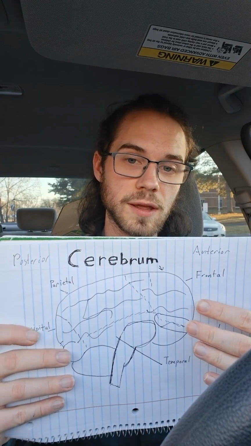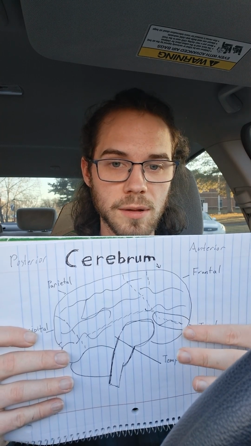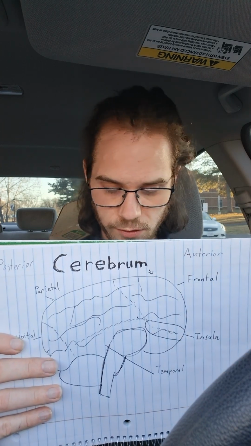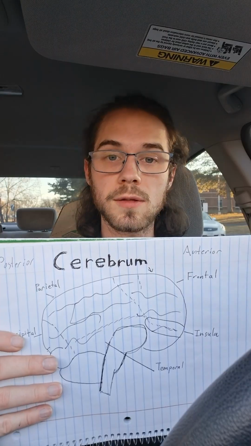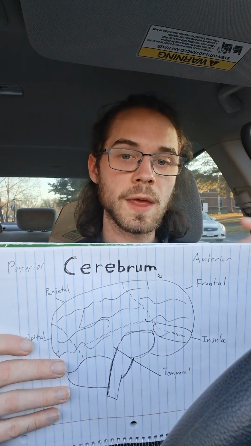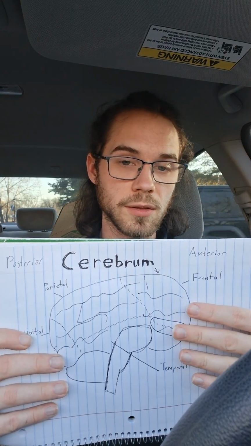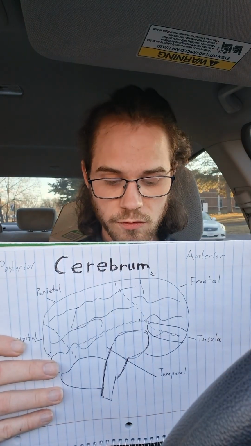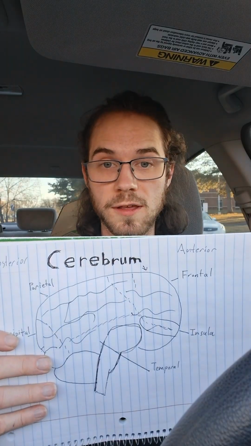And then actually, it's a little hard to draw, especially if you're not an artist like me, but in between the frontal and the temporal lobe, there is what's called the lateral sulcus, which is a very large fissure. And in that fissure, in between those two, rests the insula, which is where spoken language and taste are processed.